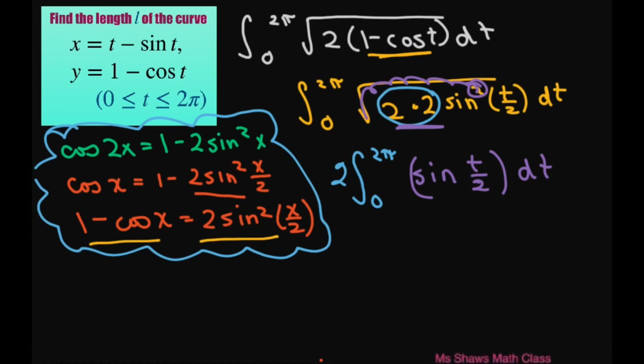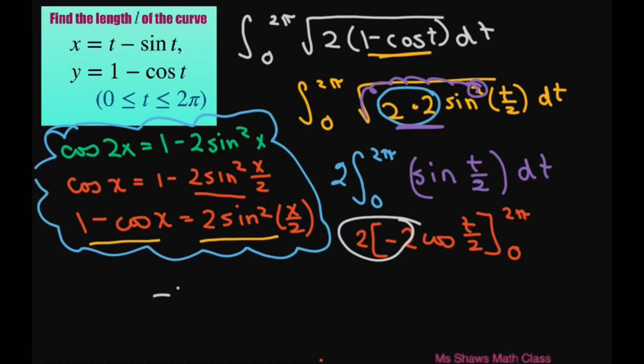All right, so now we can integrate this, and when you integrate it, you're going to get 2 times negative 2 cosine of t divided by 2, and we're evaluating it from 0 to 2 pi. This is going to give you, let's see, let's multiply those two. So we get negative 4 times cosine of pi, when you substitute in 2 pi divided by 2, you get just pi, minus cosine of 0.